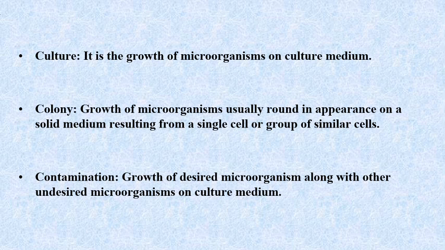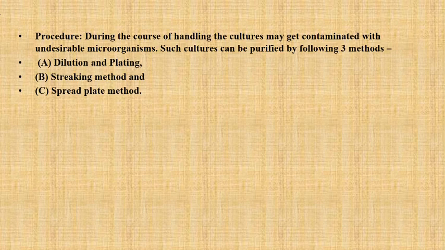Then contamination. I already told you, it is the growth of desired microorganisms along with other undesired microorganisms on culture medium. It is called contamination. These four are culture, colony, contamination and isolation. We already saw the definition of isolation in the beginning. Okay, four important definitions in this experiment.